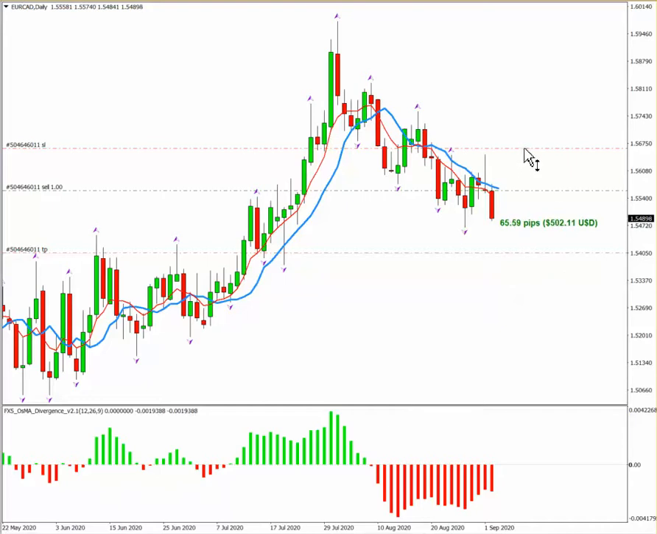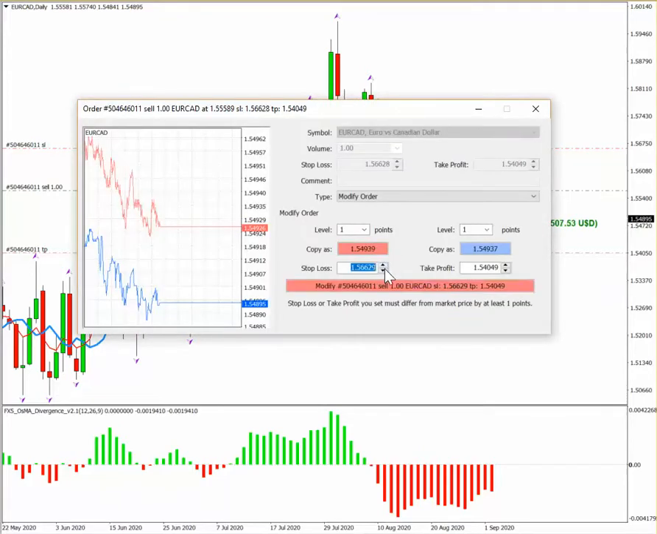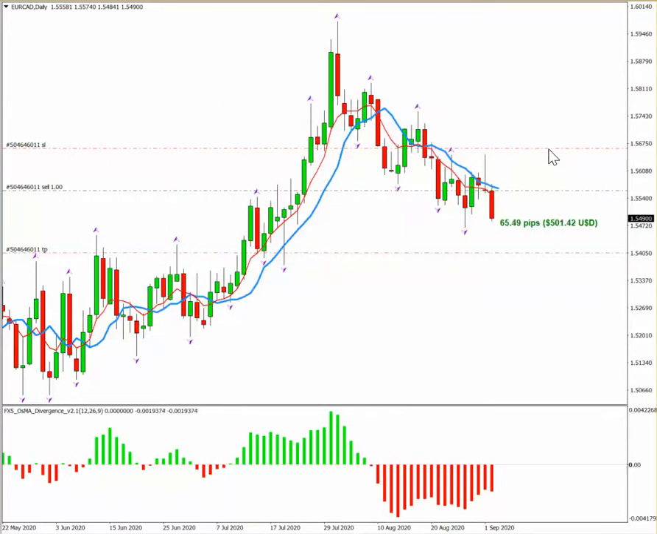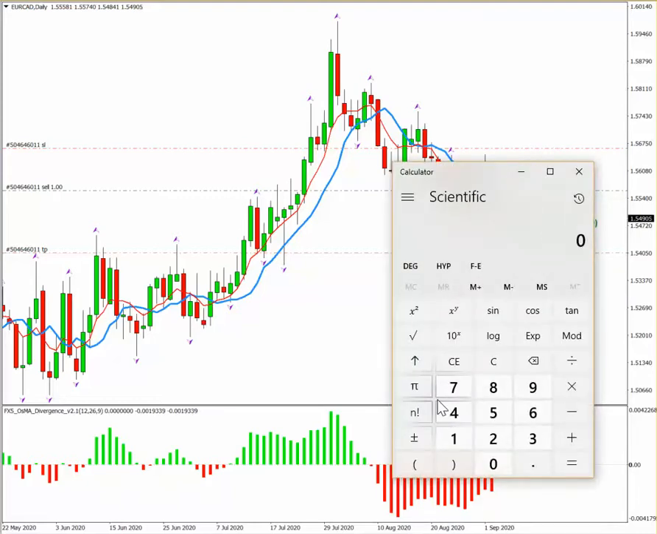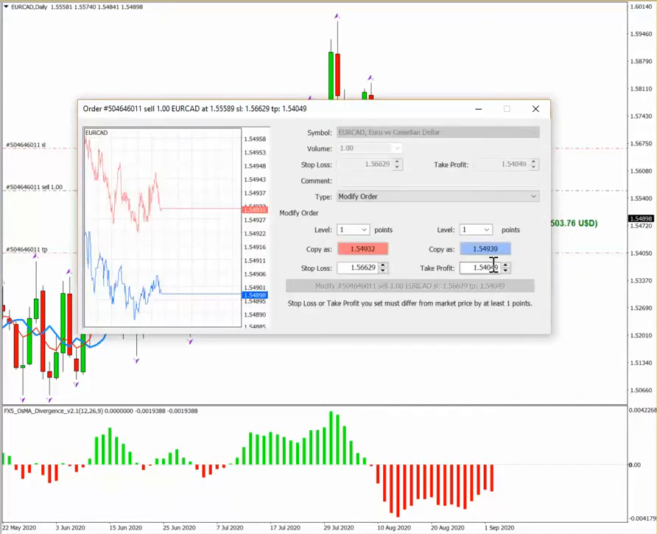So as you can see, this is our stop loss. It's 1040 and 1040. Let's see, 1040 times 1.5. That gives us 1560 for the take profit.